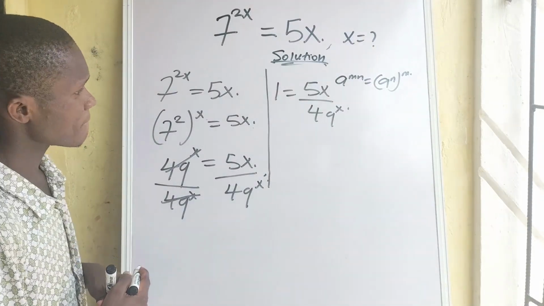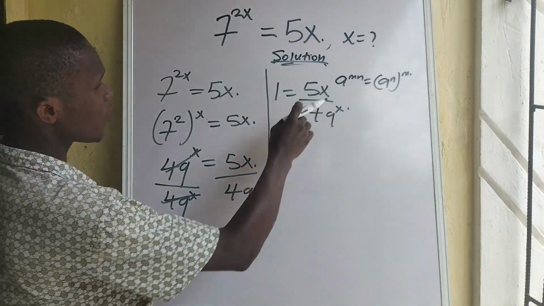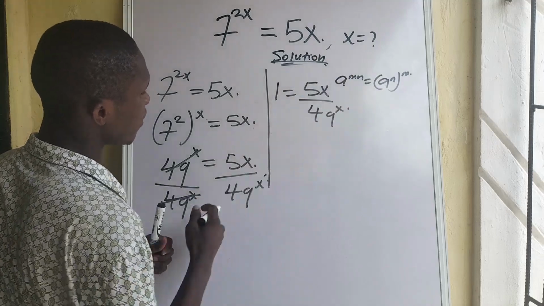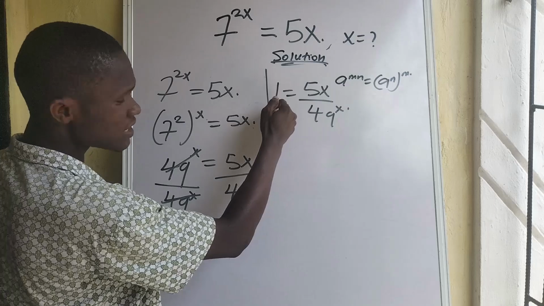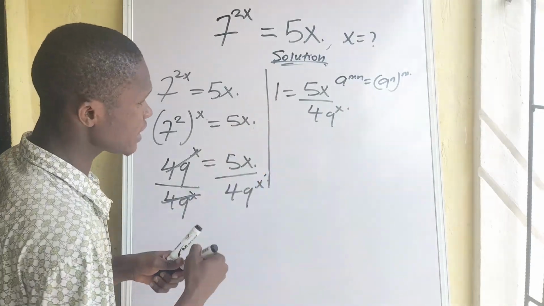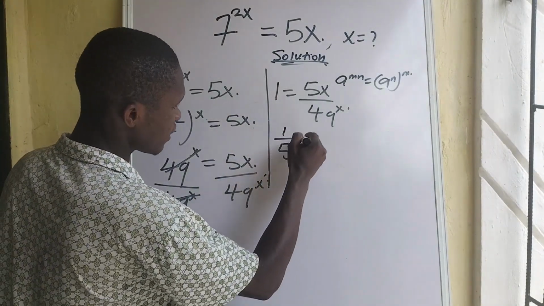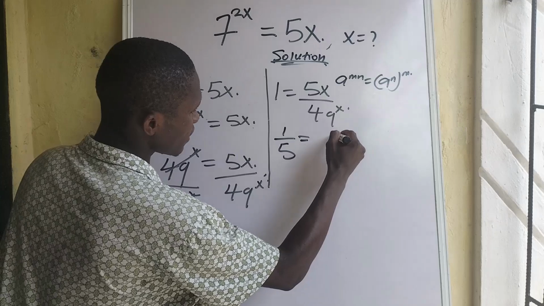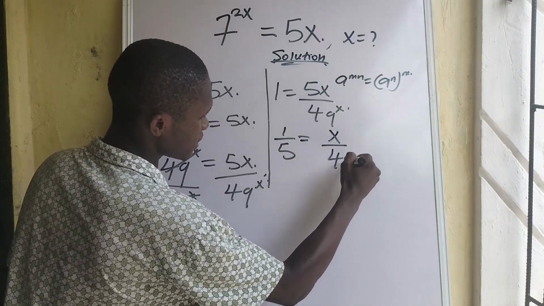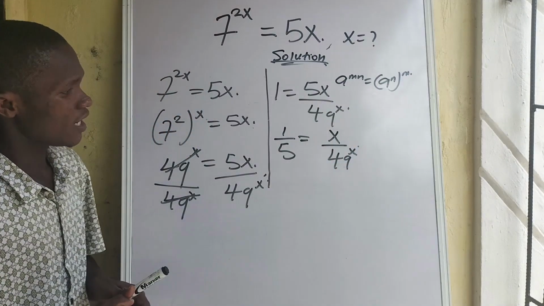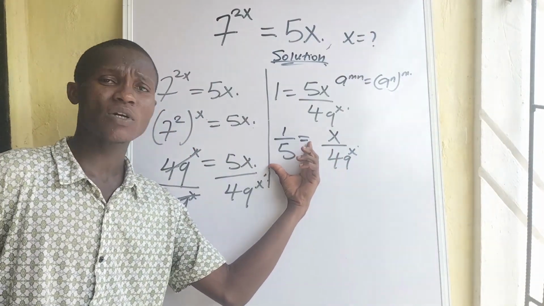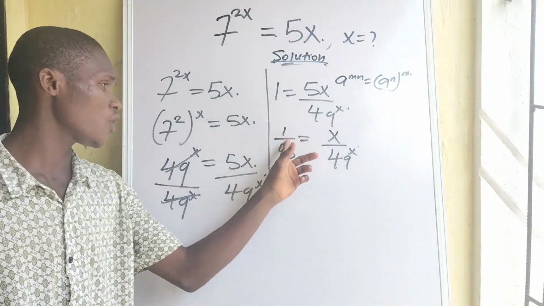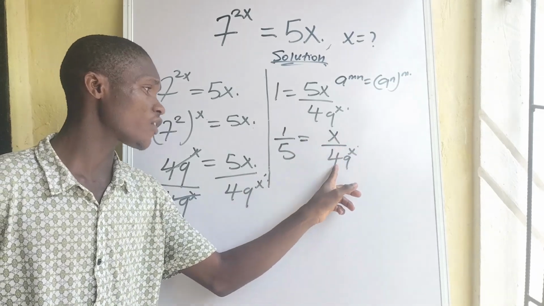Now we're having 5x all over 49 to the power of x. In other words, I can still remove this 5 by putting it on the left hand side of the equation. If I'm doing that, I'm going to have 1 all over 5 is equal to x all over 49 to the power of x. We are now having x on one side and a number without x on the other side.